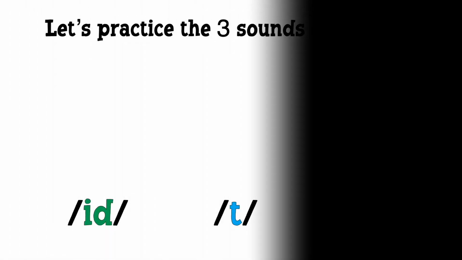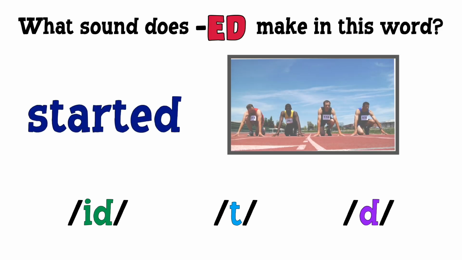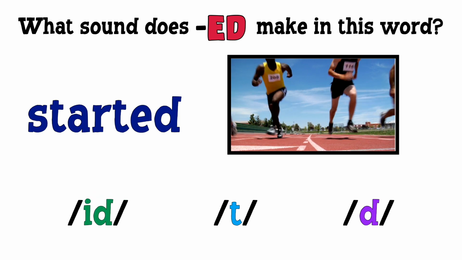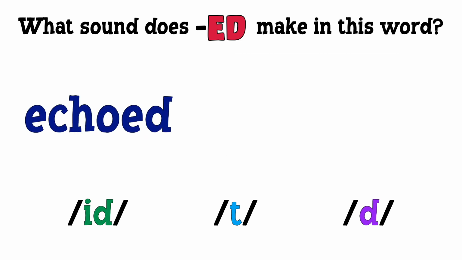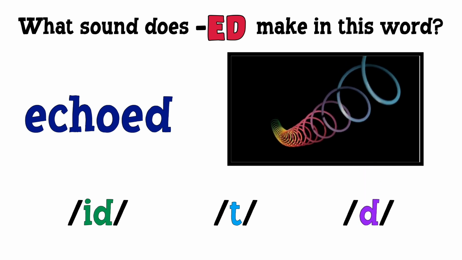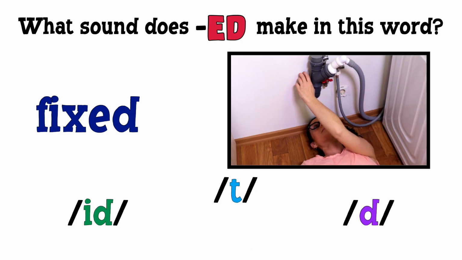Let's practice the 3 sounds of ED. I'm going to put a word on the screen. You read the word and decide if the ED sounds like id, t, or d. Are you ready? Let's try it. Started, id, started. Echoed, d, echoed. Fixed, t, fixed.